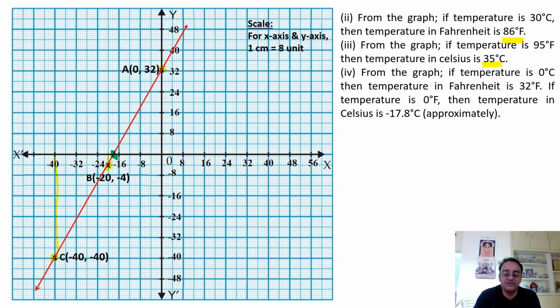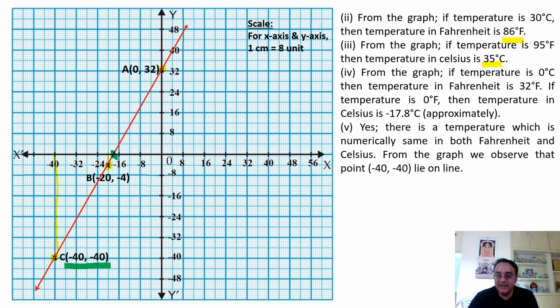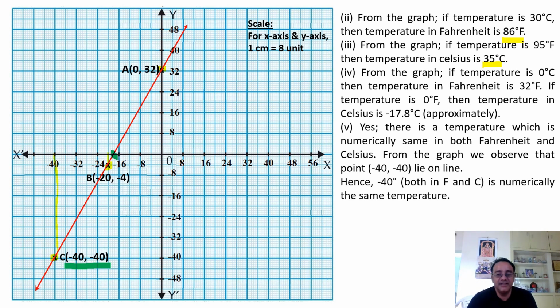Now only the 5th bit is left. Are any numerical values of both the same? Yes, we got one, minus 40, minus 40. So yes, there is a temperature which is numerically the same in both Fahrenheit and Celsius. From the graph we observe the point minus 40, minus 40 lies on the line. So hence minus 40 degrees both in F and C is numerically the same temperature. Both are not equal, but numerical value is equal, that is minus 40, minus 40.